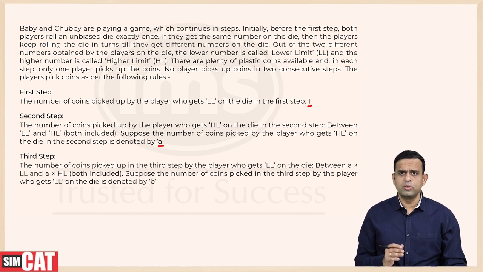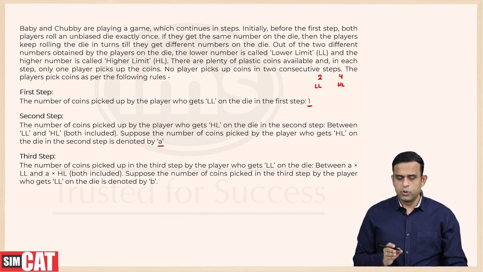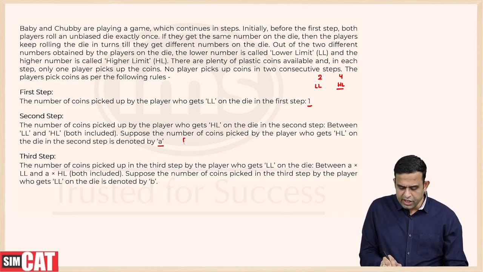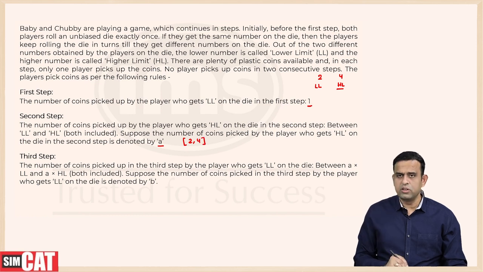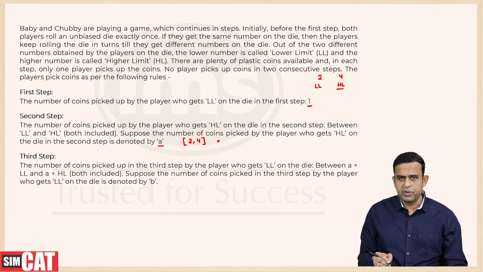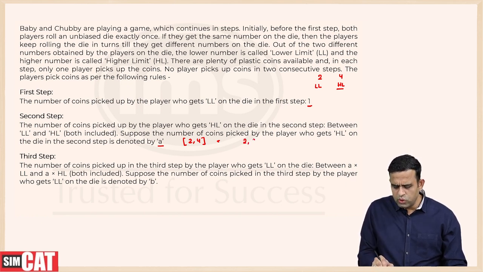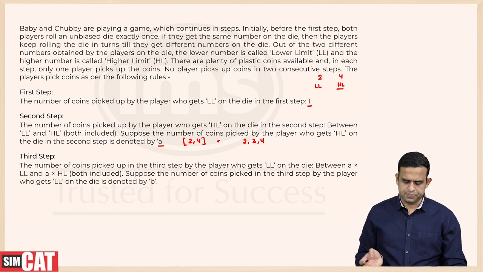So understand one thing: suppose when they rolled the die before the first step, the numbers appear to be, let's say, 2 and 4. So I can classify LL as 2 and HL as 4. So in the second step, the person who got this 4 is going to pick a number between 2 and 4, extreme points included. So for this example, in step number 2, the player who got HL can pick a 2 or a 3 or a 4.